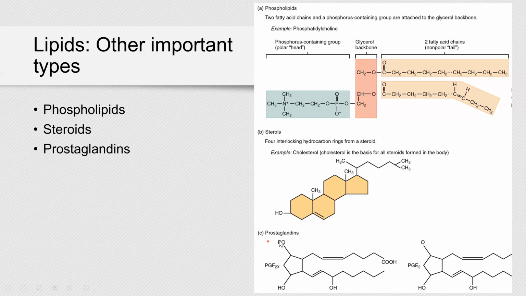Another example of lipids is prostaglandins, and they have kind of one ring and two tails. Prostaglandins are inflammatory molecules. They are released when your tissue goes through the process of inflammation. So those are other examples of lipids: phospholipids, steroids, prostaglandins.